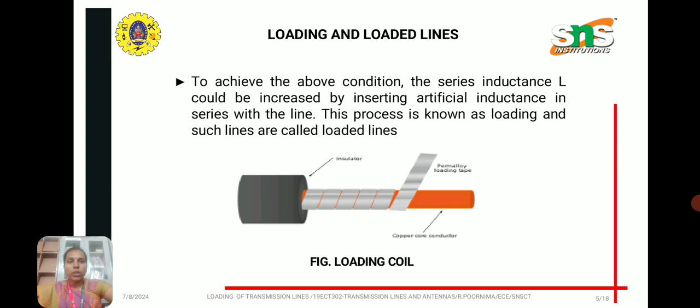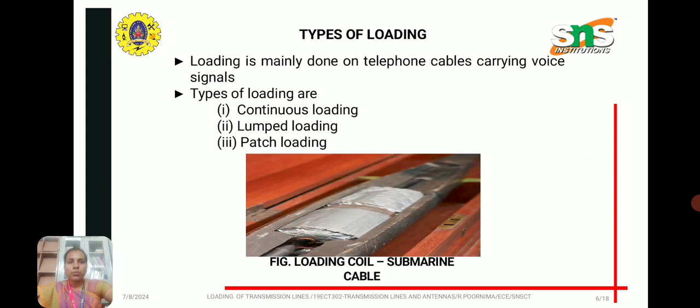Loading and loaded lines. To achieve the above condition, the series inductance could be increased by inserting an artificial inductance in series with the line. This process is known as loading, and such lines are called loaded lines. For example, it is a copper core conductor and loading is used here. Loading is mainly done on telephone cables carrying voice signals.